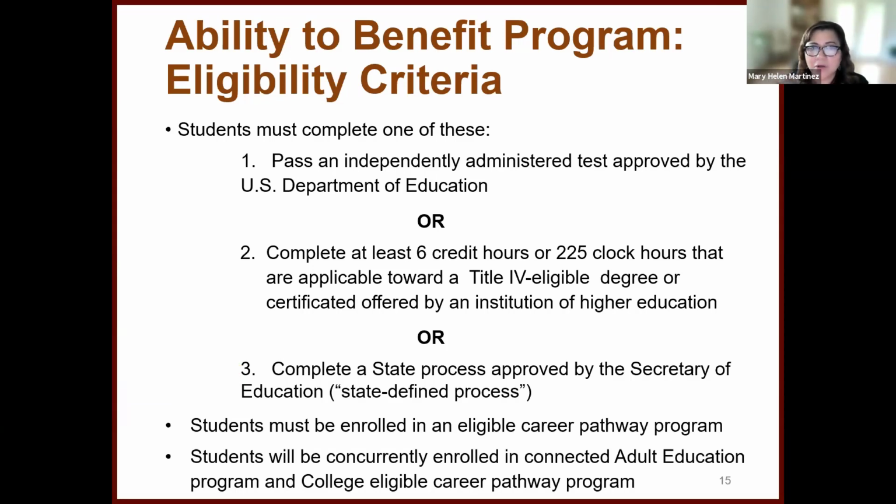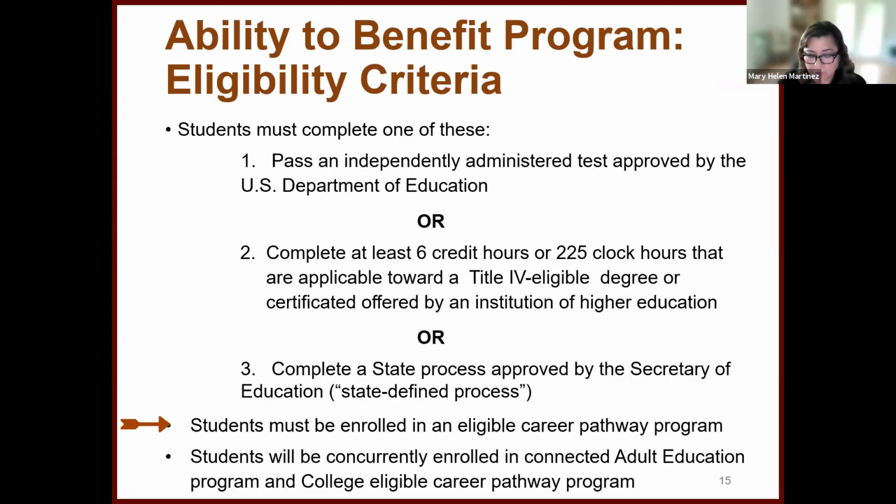Also, the independently administered test was revised, I think in October last year, and you'll see the TSI as one of the approved tests. Before everybody gets excited, that was the old TSI, not the new TSIA, which went into effect January the 12th this year.